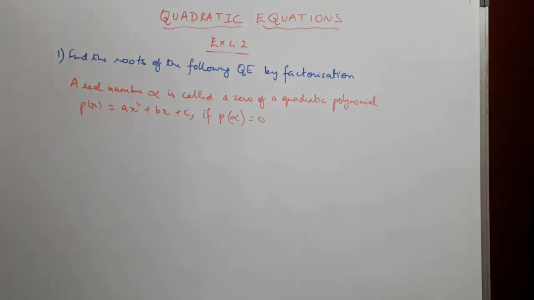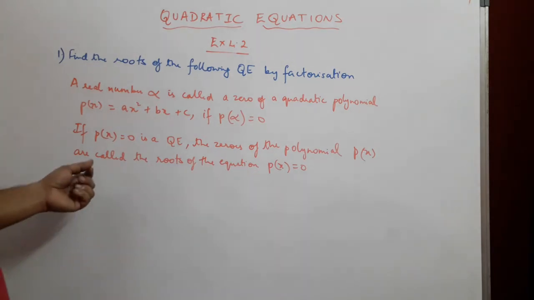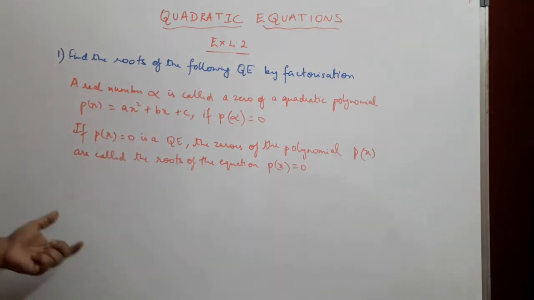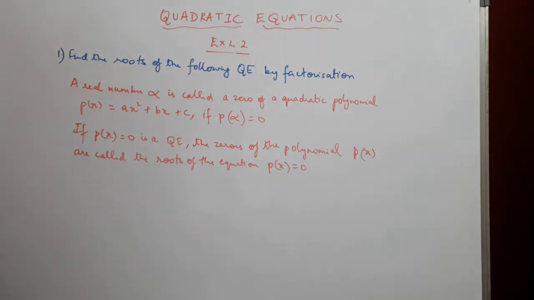Now that we have revised what is a zero of a quadratic polynomial, let's go to the roots of a quadratic polynomial or a quadratic equation. If p of x equal to 0 is a quadratic equation, the zeros of the polynomial p of x are called the roots of the equation p of x equal to 0. So what it means here is that we have learned to find the zeros of the polynomial in our polynomial chapter.